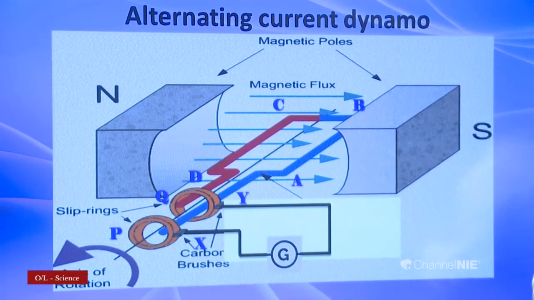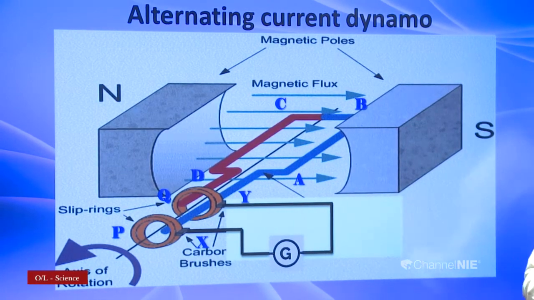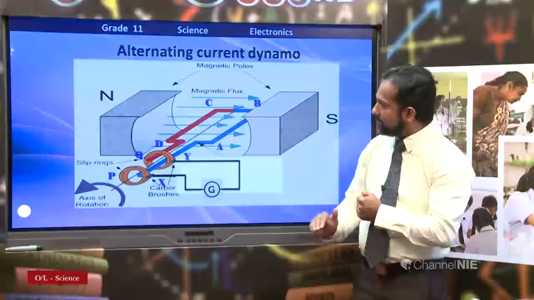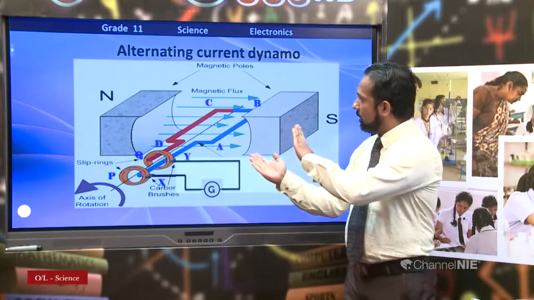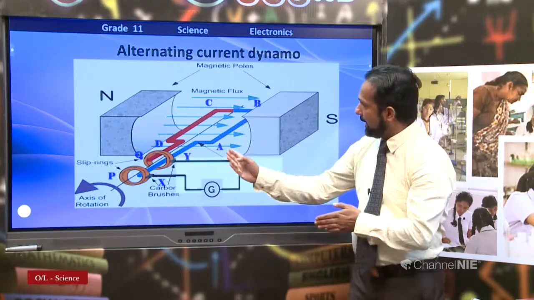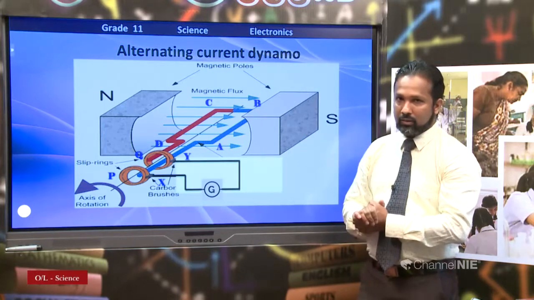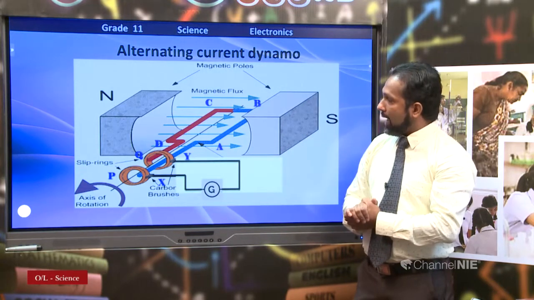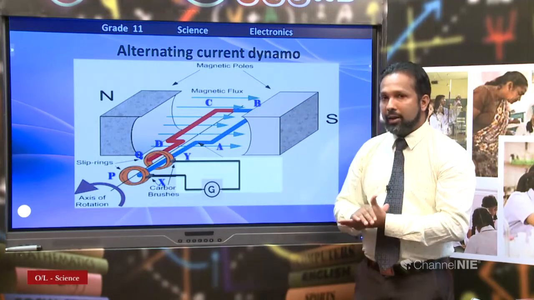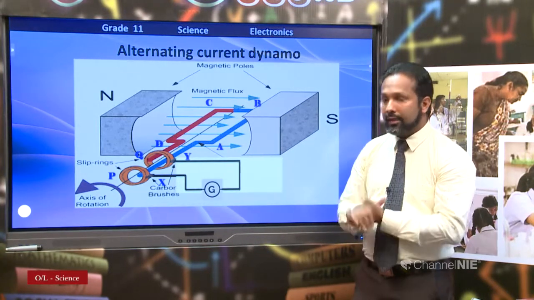Now we have to apply Fleming's right hand rule for each bar of the coil. First of all, drawing our attention to the AB bar, when we rotate the axis in anti-clockwise direction, the AB bar of the coil goes upward. Then we have to find out the direction of the induced current. Let's apply Fleming's right hand rule to find the direction of induced current.